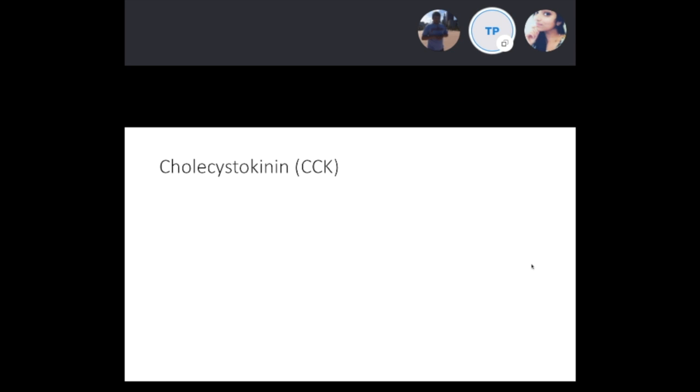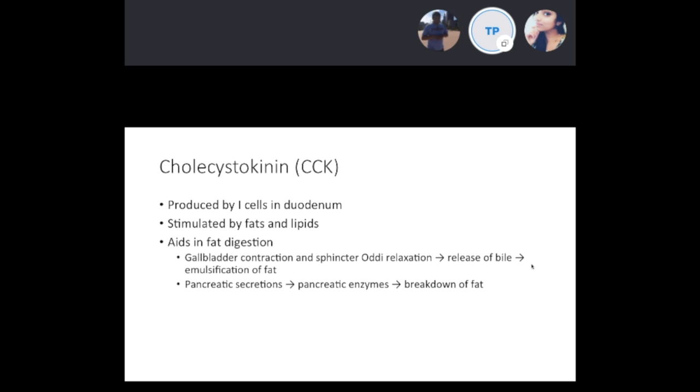Okay, so starting with CCK. CCK is produced by I cells in the duodenum. It is stimulated by fats and lipids, and it aids in fat digestion. When the gallbladder contracts and the sphincter of Oddi relaxes, there is a release of bile, and that leads to emulsification of fat. Pancreatic secretions will include enzymes that also aid in breakdown of fat. So CCK will stimulate these functions.